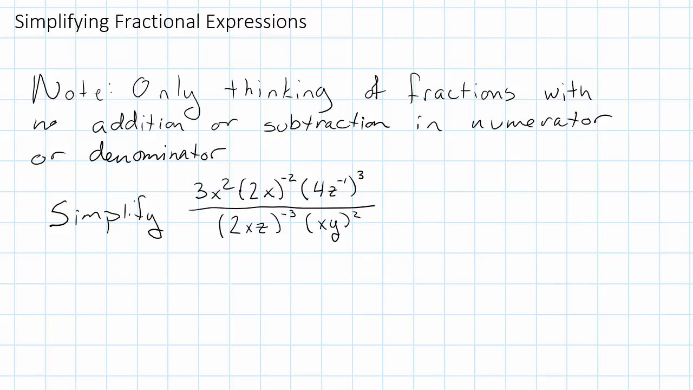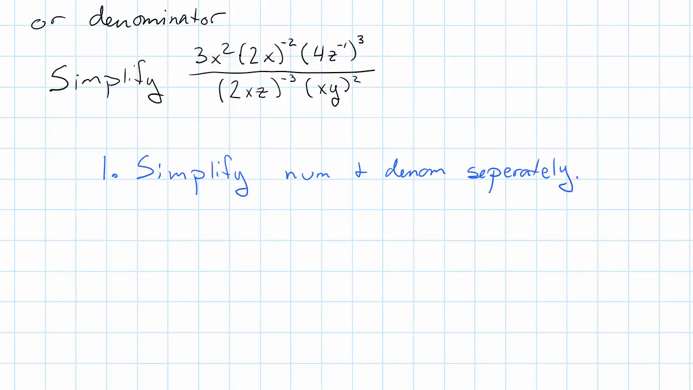Let's say we want to simplify something like this big hairy expression. Here's what we're going to do. First, we will simplify the numerator and denominator separately. So in our numerator, we have 3x squared times 2x to the negative 2 times 4z to the negative 1, to the third.